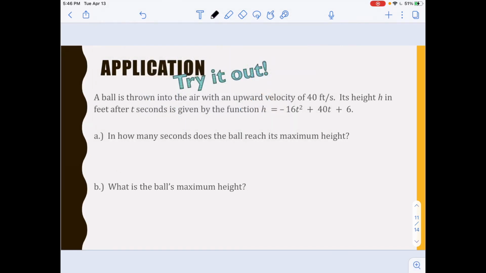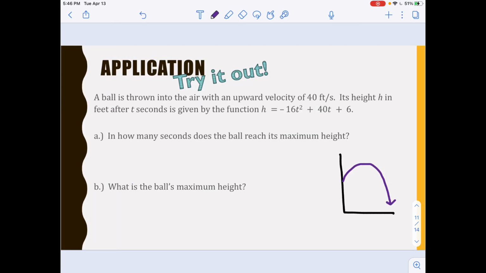Sometimes it helps us to really draw a quick little visual. So if I drew this as a graph, we know that this is facing downwards and it's really not starting at 0. All right, so we've got something that looks like this. Now in part A, it says in how many seconds does the ball reach its maximum height? Now if you'd like to try out A and B on your own, you're welcome to pause the video and try it out and then follow along with me to see if you got the correct answer. Otherwise, you can just keep listening.